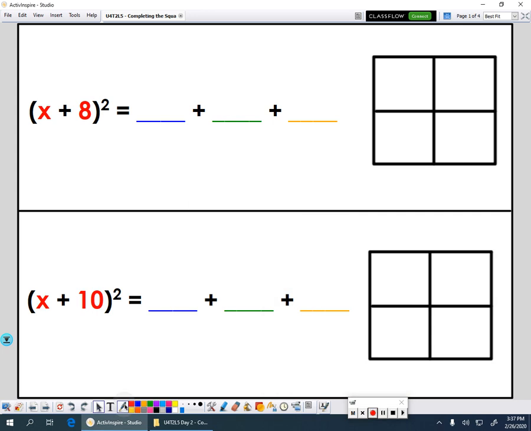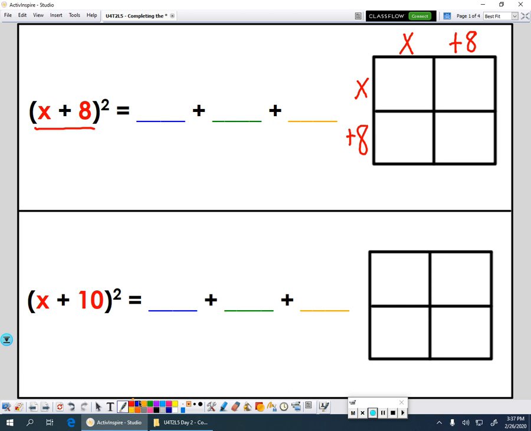So today we're going to use our box method to complete the square. The first thing we're going to do is take the problem that we have here and use it to put around the outside of our box. So the top we're going to label one box X and the other +8. And we're going to do the same going down the left side here. Okay?